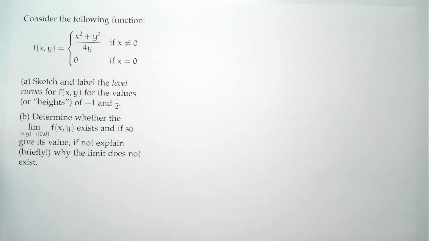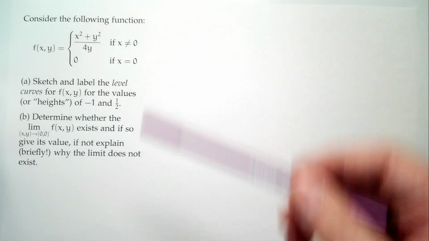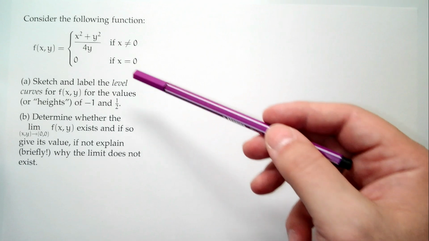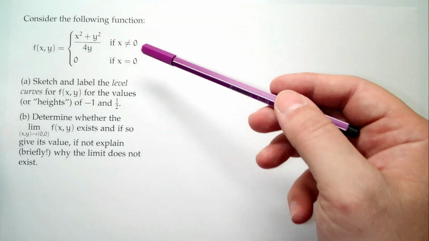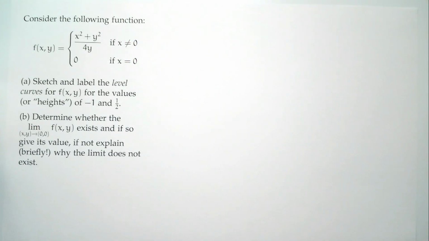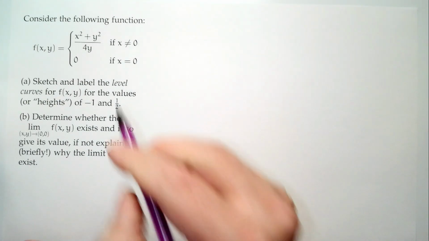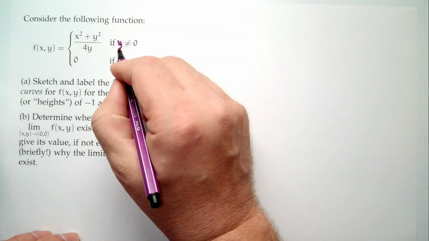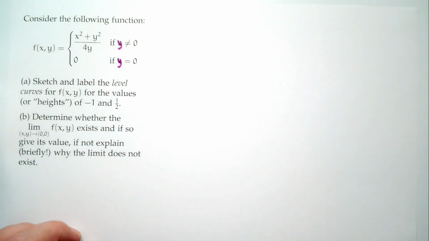So, what is it? Consider the following function. F of xy is x squared plus y squared over 4y if x is not 0, and it's 0 if x equals 0. So it's defined for all values x and y. Well, whoops, typo. That should be a y. All right, good. So now it really is defined for all values of x and y.